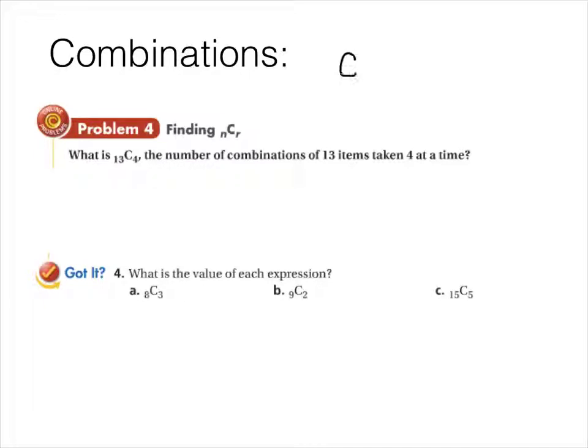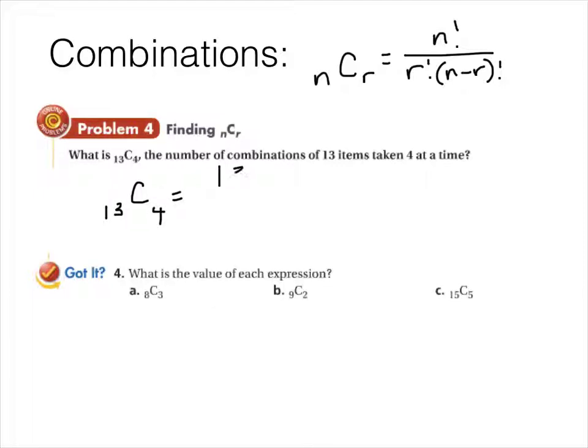The combination formula of n things taken r at a time is n factorial over r factorial times n minus r factorial. And remember that r factorial in the denominator is dividing off the extras that are duplicates. So, combination of 13 things taken 4 at a time: 13 factorial over 4 factorial times 13 minus 4 factorial.